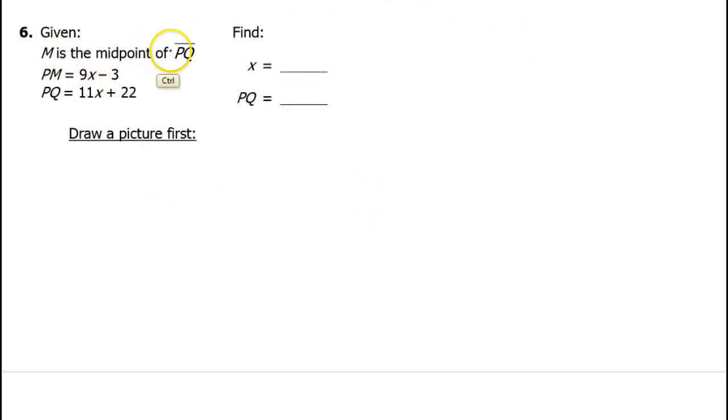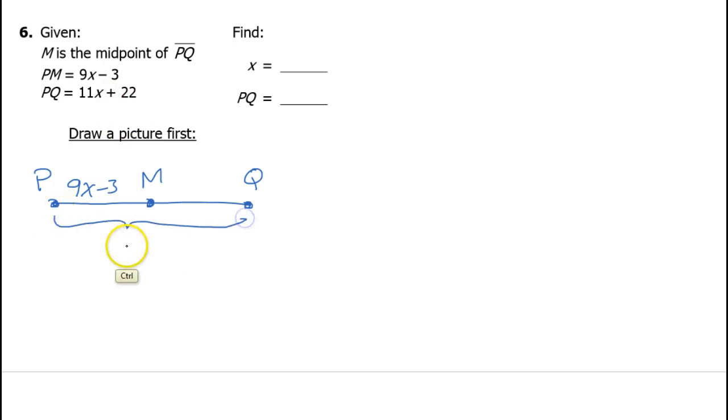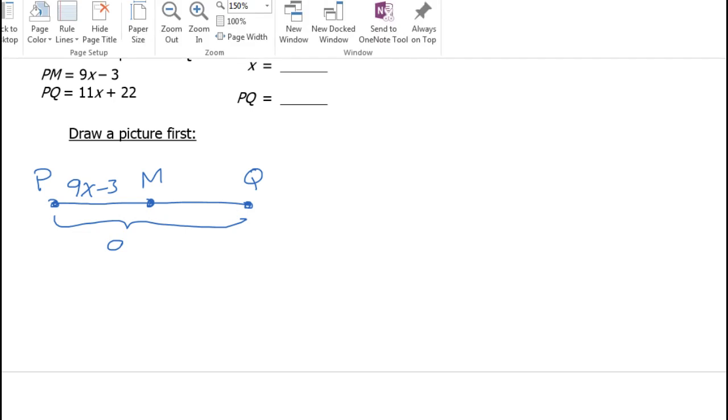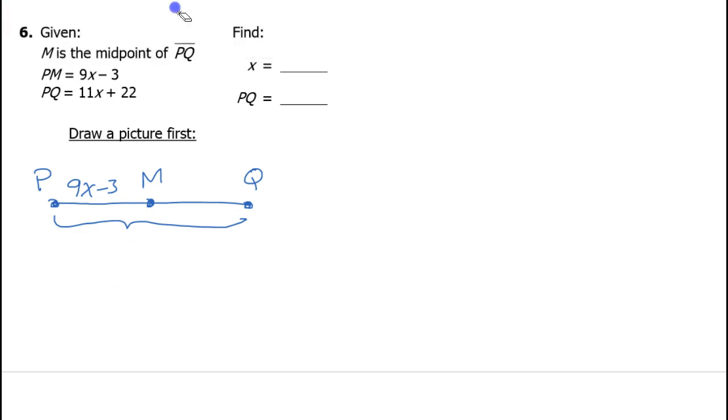Okay, M is the midpoint of PQ. Alright, that's fine. So here's P, here's Q, and here is M. PM is 9x minus 3. So 9x minus 3. PQ is 11x plus 22. Now PQ is this whole thing. So PQ is 11x plus 22. So we're given an expression for half and whole.